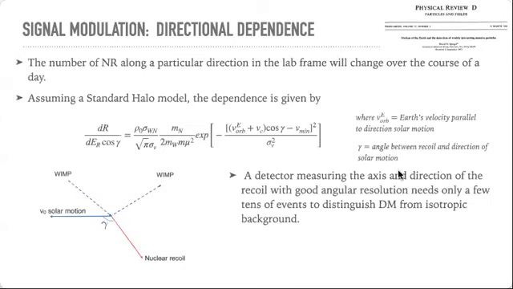So this next slide again gives you the equations, if you went through and did the math, and the things you would take into account. Here you have to know the Earth's velocity parallel to the direction of the solar motion. And then what you need to measure is this angle here, the angle between the solar motion and the nuclear recoil.